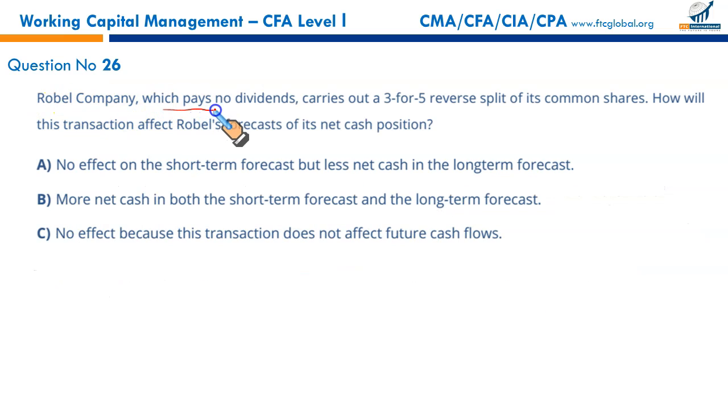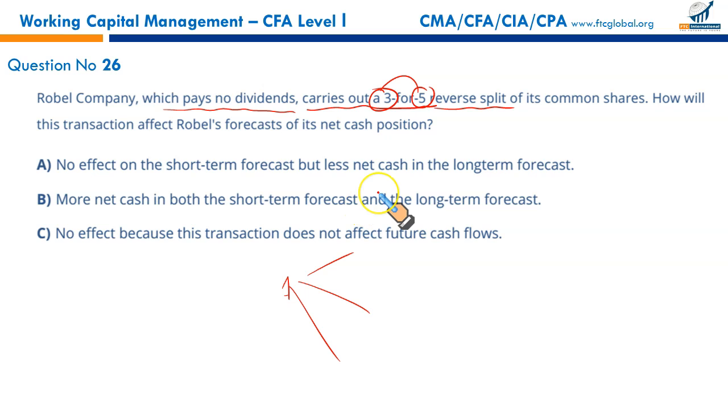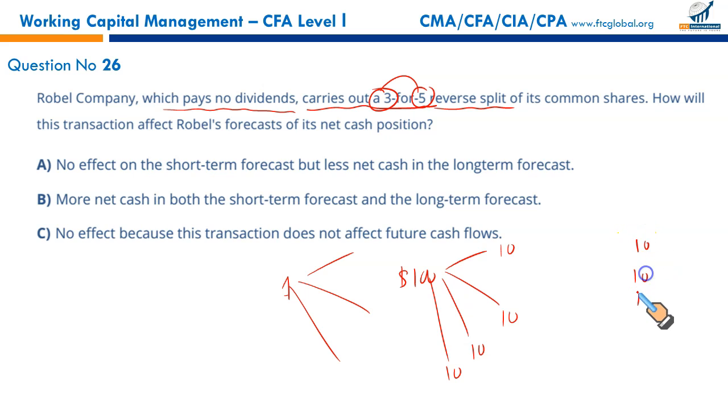Robel company, which pays no dividends, carries out a 3-for-5 reverse split. 3-for-5 means 5 shares are being converted into 3 new shares. This is called a reverse split. Normally what you will see is a single share broken down into smaller parts. This is called a split. For example, you have a $100 par share being split into 10 $10 shares. This is called a split. Sometimes it is done in reverse order. We take small denomination shares and combine them to make a larger share.